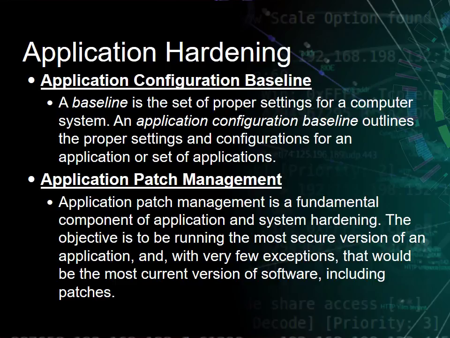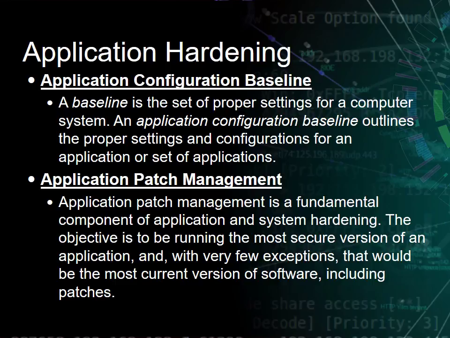A baseline is a set of proper settings for a computer system. An application configuration baseline outlines the proper settings and configuration of an application or set of applications. These settings include many elements, from application settings to security settings. Protection of the settings is crucial, and the most common mechanisms used to protect them include access control lists and protected directories. The documentation of desired settings is an important security document assisting administrators in ensuring that proper configurations are maintained across updates.